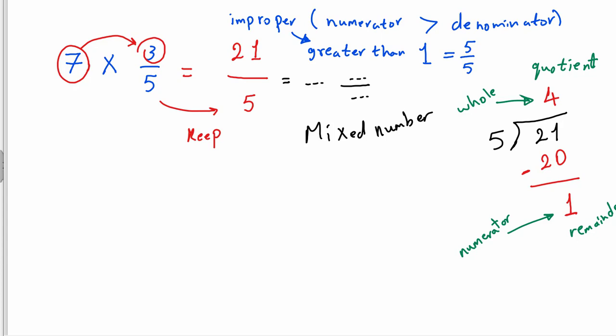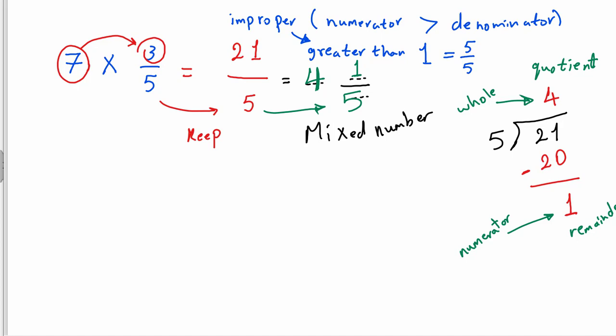So the quotient is the whole, so 4 as a whole number, and the remainder 1, and for the denominator keep the same denominator as it is. So the final answer is 4 and 1/5 as a mixed number and 21/5 as a fraction.